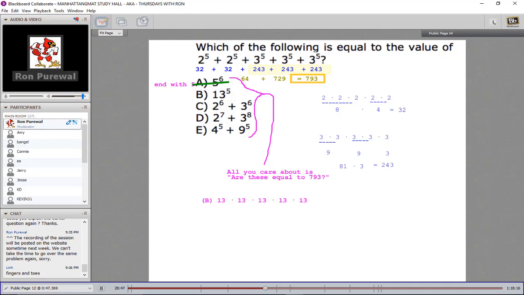I mean, you might know already that 13 times 13 is 169. So this is 169 times another 169 times 13. So this is going to be way, way more than 793. It's going to be like a 6-digit number. So no way. And you could also realize that 10 to the 5th is 100,000, and this is bigger than that. So you could also do that.